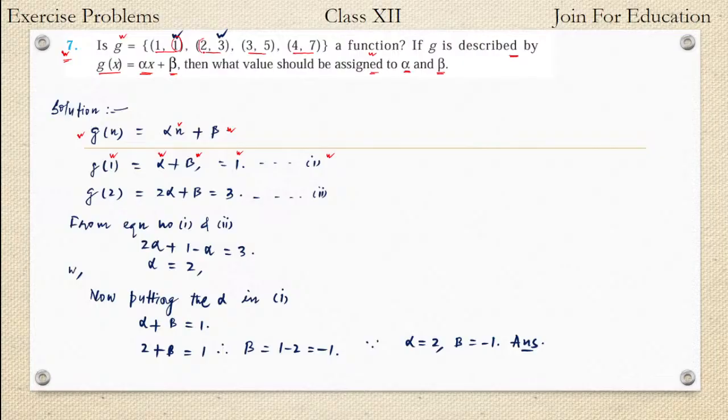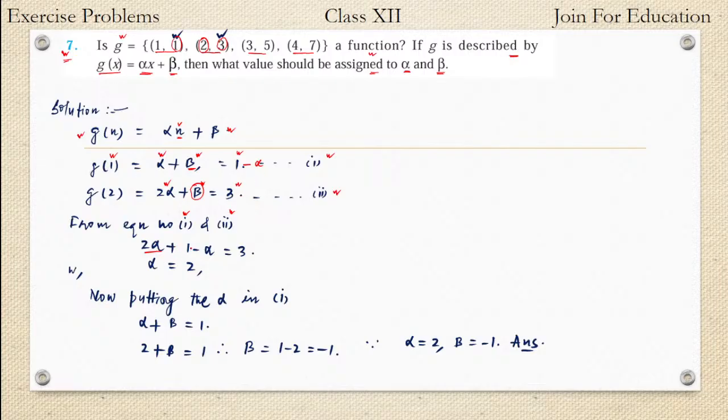For g2, we write 2 alpha, instead of x I write 2. So here it will be 2 alpha plus beta equal to 3. Suppose this is equation number 2. Now from equations number 1 and 2, we get 2 alpha, and instead of beta we write 1 minus alpha. There is no problem to understand up to this.